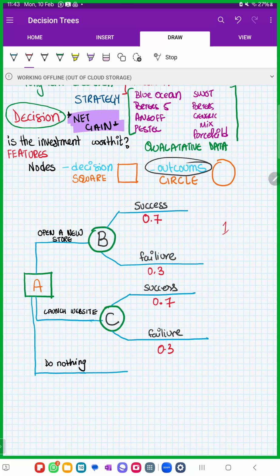They will also, by the way, give you how much the investment is. Let me see if I have some numbers. Let's see if I can find an investment. Why don't I have the investment? I think I do.